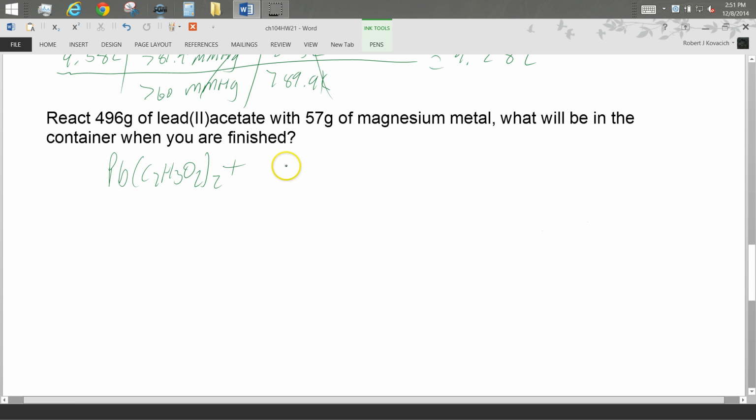Plus magnesium. Okay. And it's going to do a replacement, yeah, a single replacement. So that'll be Mg and the same thing.